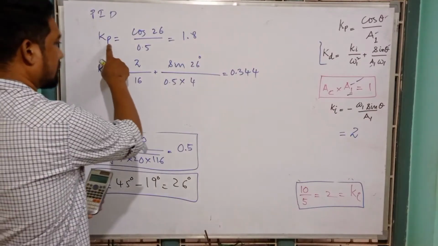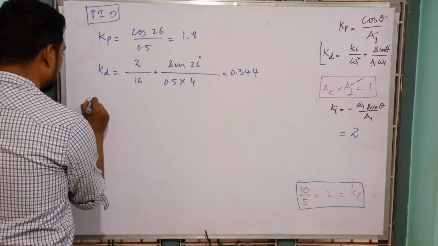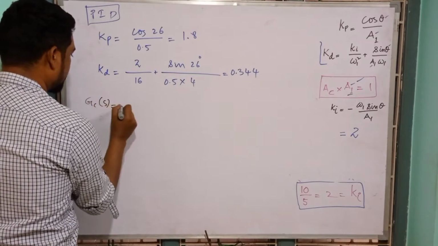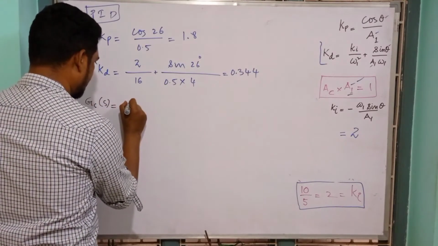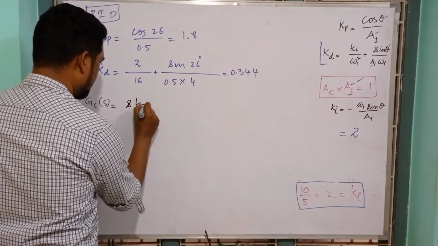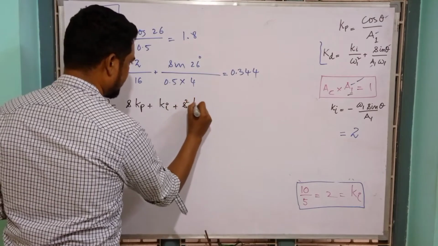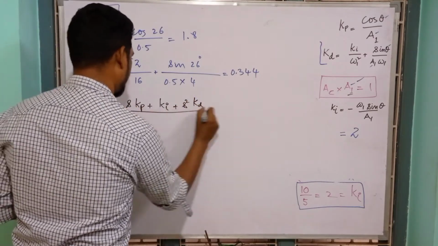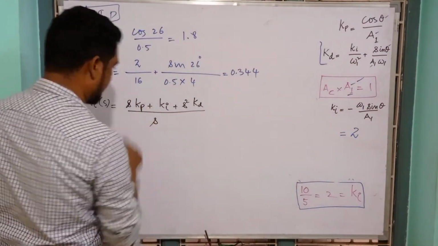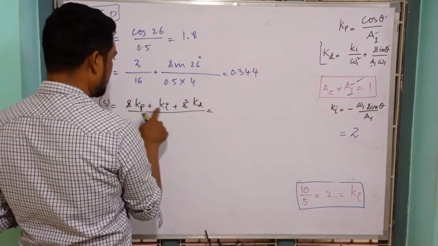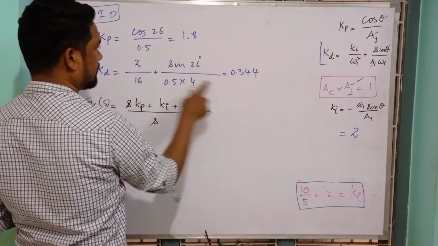And we have Kp, Ki and Kd. That's enough for a PID design. So Gc(s), which provides the compensation, remember from the previous expressions we had (s times Kp plus Ki plus s square Kd) by s. I hope you remember this expression from when I was deriving all these expressions. Plugging in the values of Kp, Ki and Kd, Ki is 2, Kp is 1.8 and Kd is 0.344.